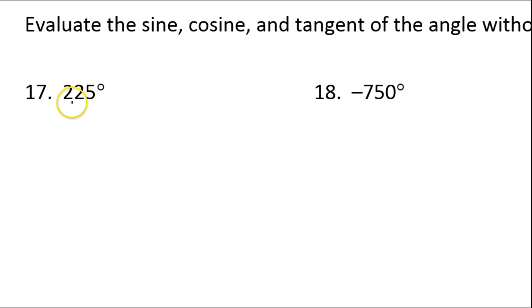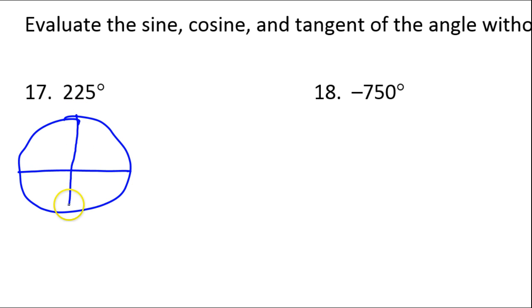If you're trying to evaluate a trig function of a particular angle, you need two things. You need the reference angle and the quadrant. So let's start by finding the reference angle. Let's draw a little sketch. Alright, 225 degrees. Remember that this is 90 degrees right here. This is 180. And this is 270. So 225 is somewhere in this third quadrant.